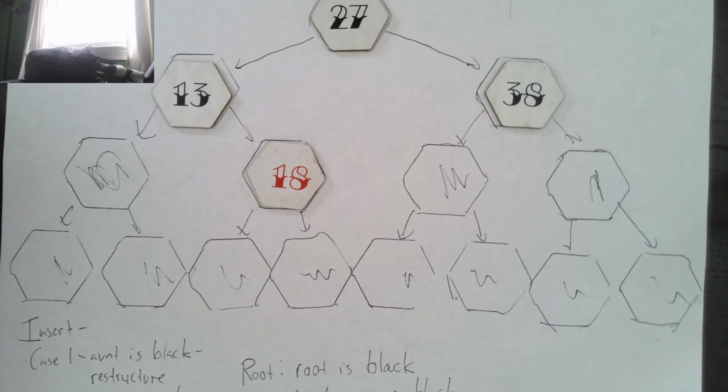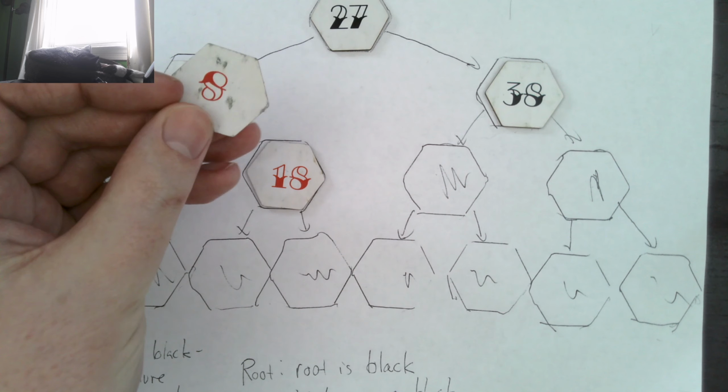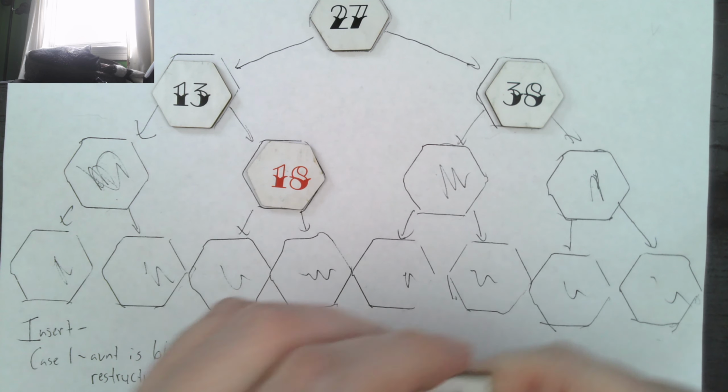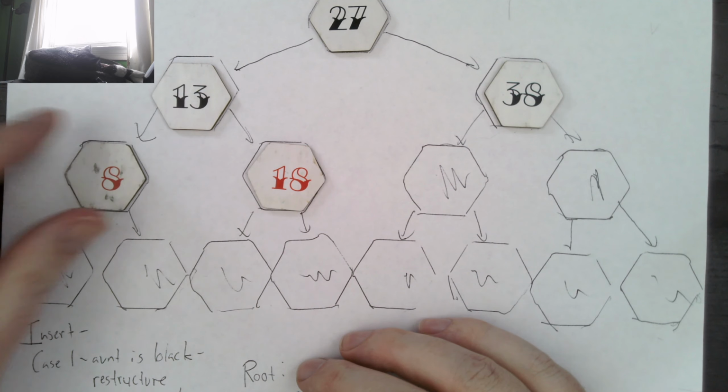Very exciting. All right, let's put in 8. So 8 goes in. Remember, everything gets inserted as red. These have really been put through the ringer at this point. So 8 goes over here. All right, looking good. No double red, so we're done. Do we still have a red-black tree? Yeah.